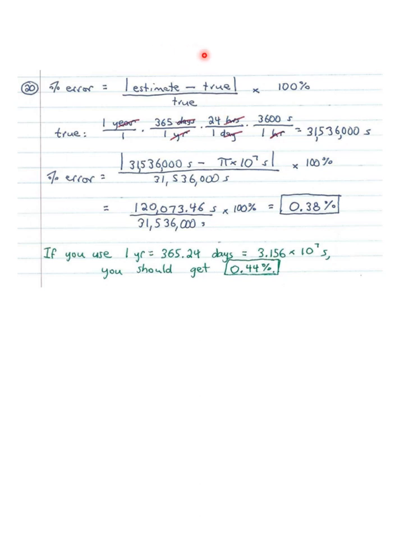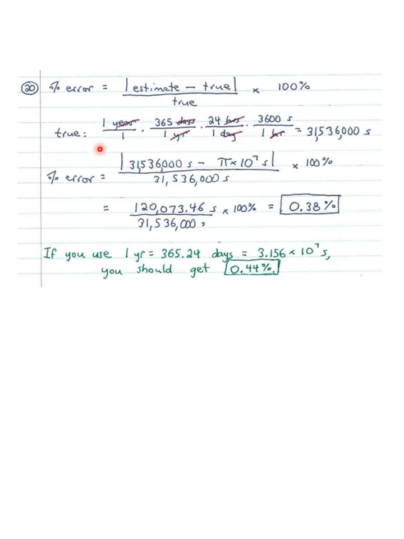Now we do absolute value in the numerator because we don't really care whether it comes out to be negative or positive. We're just looking for the absolute value difference between the estimate and the true value. This fraction right here will give it to you as a decimal. Then if we want a percent, we're going to multiply by 100%. Now the true value, how many seconds are actually in a year? We have to do that conversion.